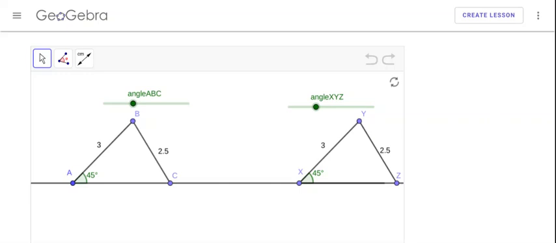So by now we have seen different types of congruence criteria for triangles. One of them is we compare three sides, SSS, or we compare two sides and an angle between them, SAS, or we compare two angles and a side between them, ASA, or we compare two angles and another side that is not between these two angles, AAS congruence.